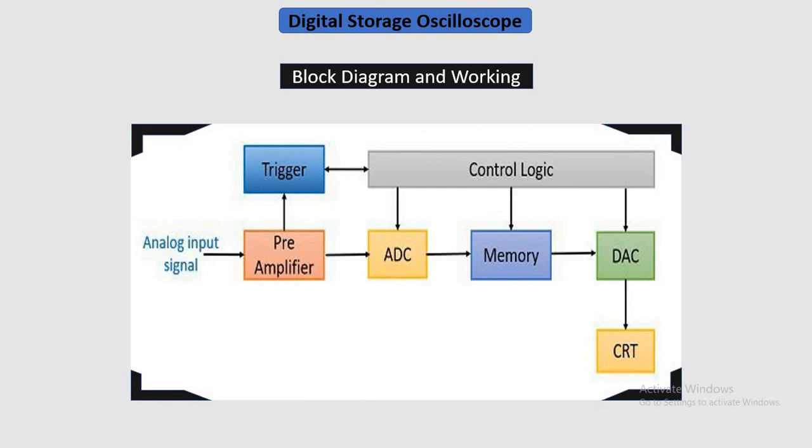trigger unit. The output of the preamplifier is sampled by the ADC at regular intervals. The digital output provided by the ADC is stored in memory at consecutive locations. The recording of signal continues until the memory is full. The DAC employed in the circuit produces analog signal to be displayed on CRT.